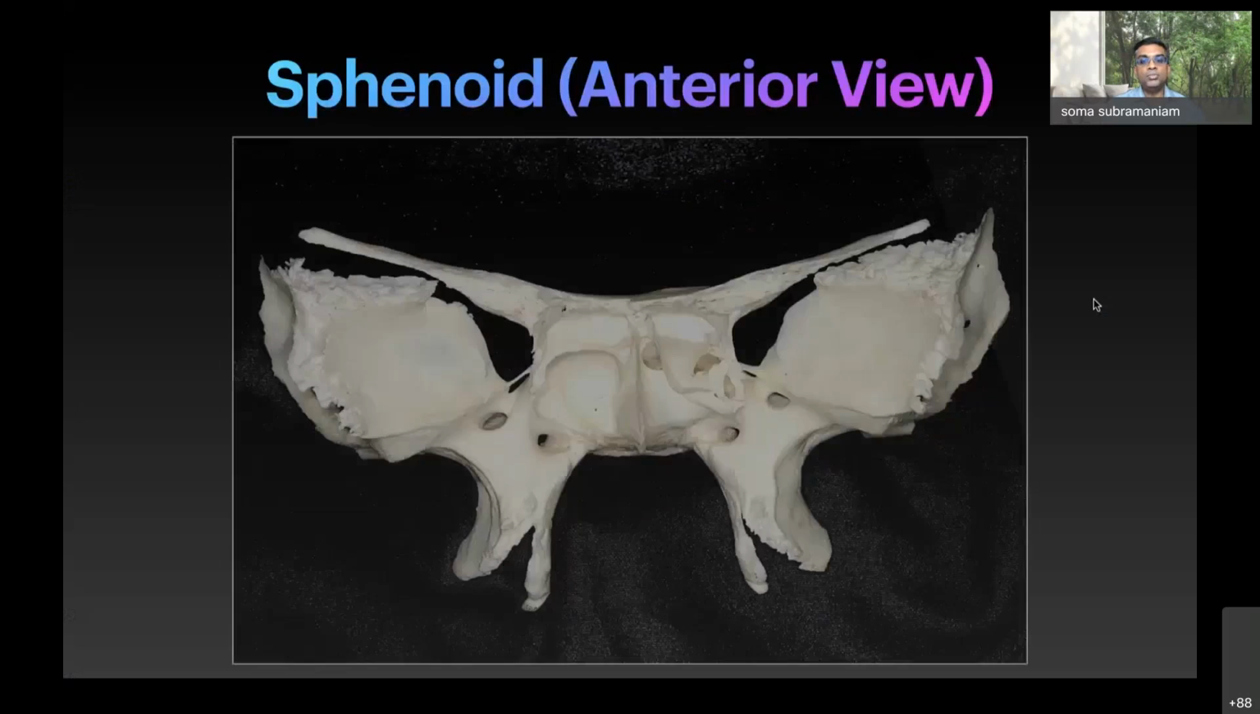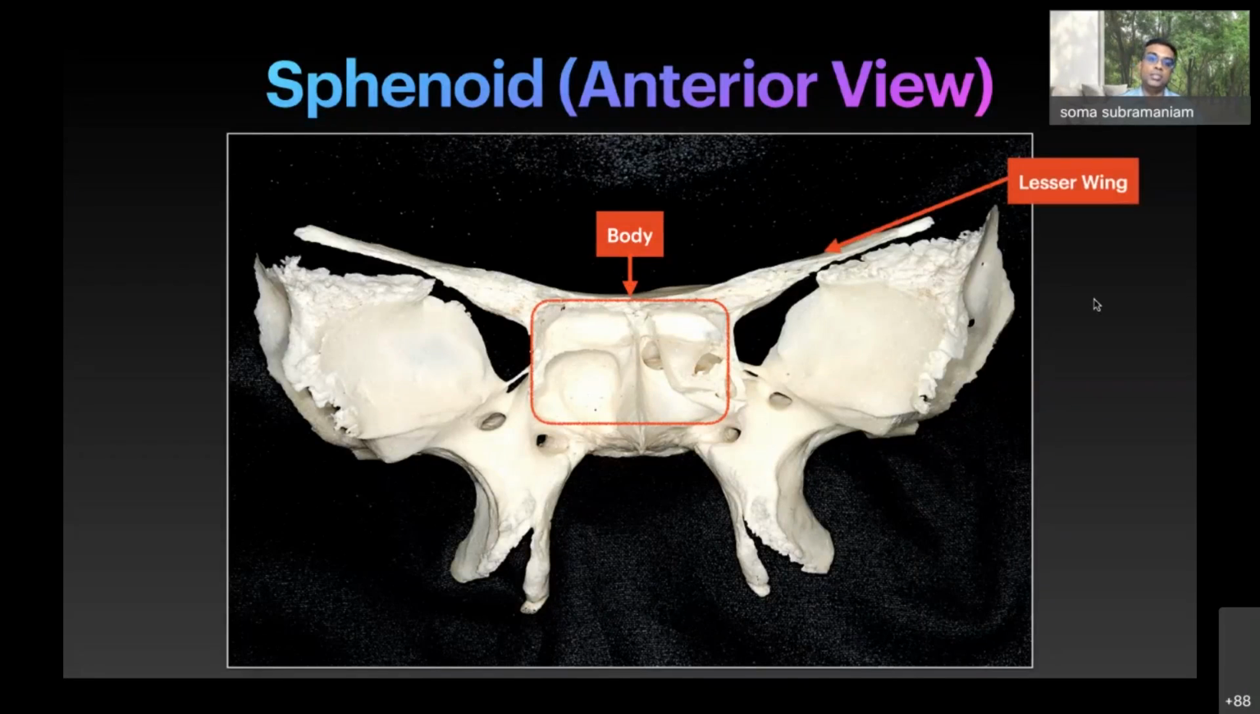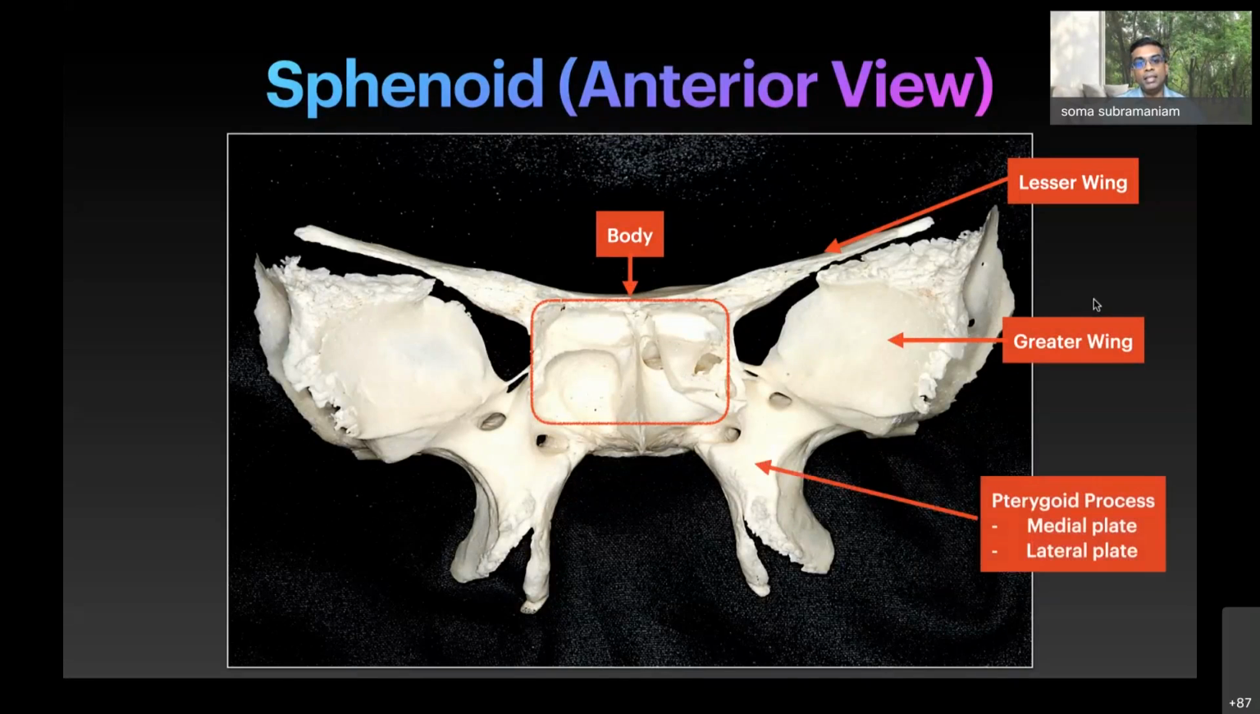All right, so let's go into a bit of the anatomy. This is the front view of the sphenoid sinus. It's a beautiful bone. I think nobody can disagree with that. And it's divided into four parts. This is the body of the sphenoid, which contains the sphenoid sinus, which is what we're talking about today. Above and laterally to that is the lesser wing. Lateral to that is a huge greater wing. And the fourth part is the pterygoid process, which has the medial and lateral pterygoid plates.